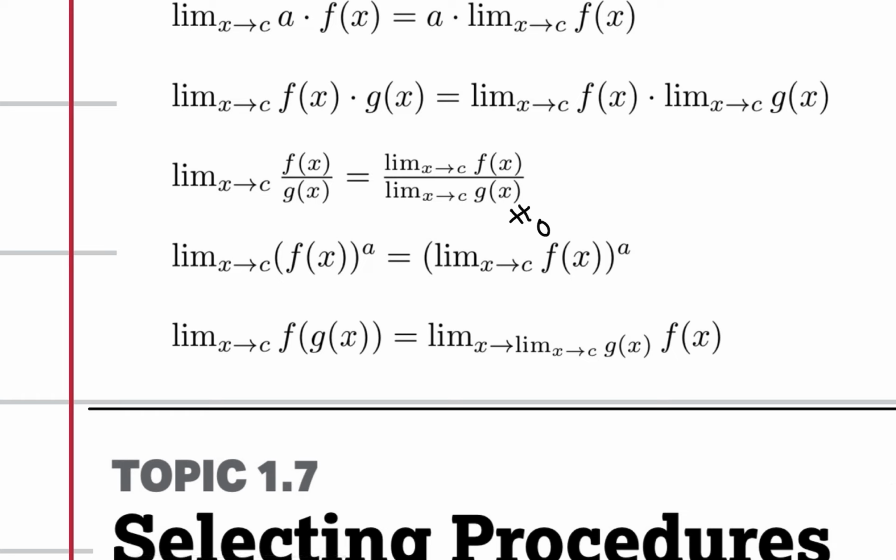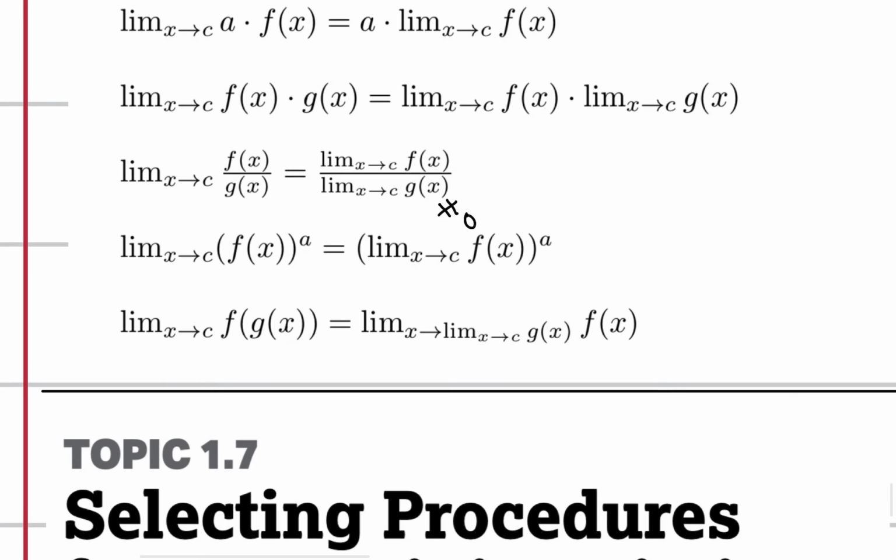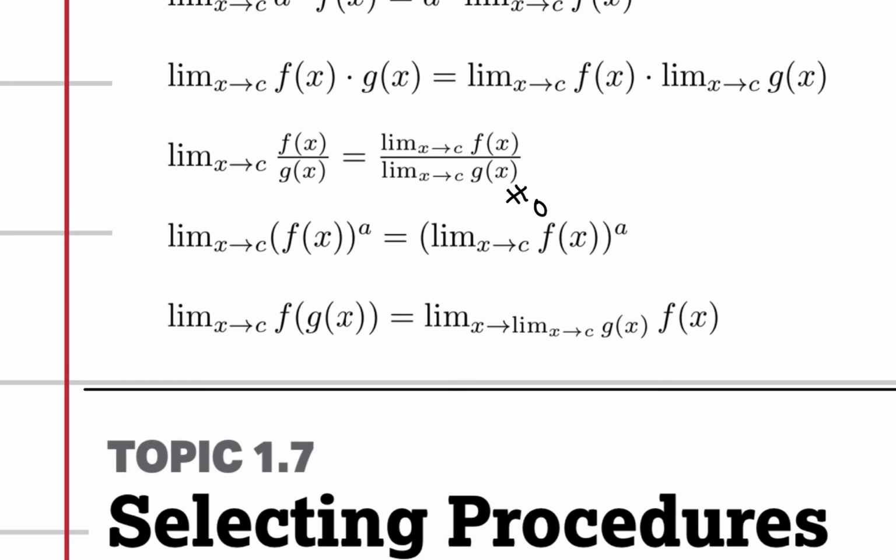If we have a power, so the limit as x approaches c of f of x to the power of some number, we could just take out the power and apply it to the whole limit. And remember, the power could be anything, so this also works for radicals, assuming that it's defined and whatnot. And finally, for composition, which is super important, the limit as x approaches c of f of g of x is the limit as x approaches the limit as x approaches c of g of x of f of x.